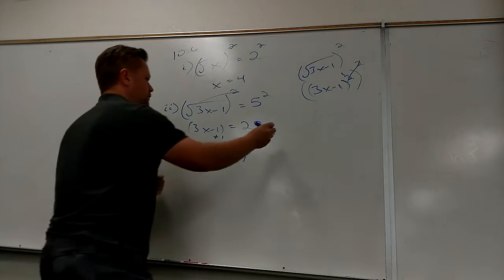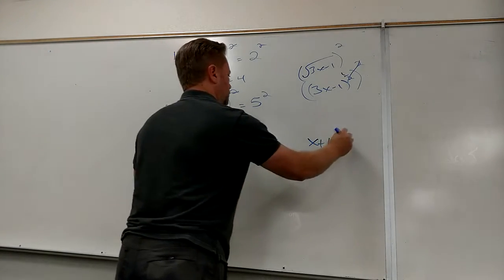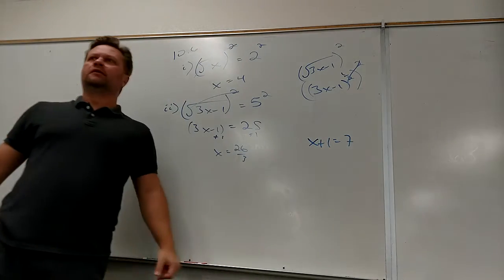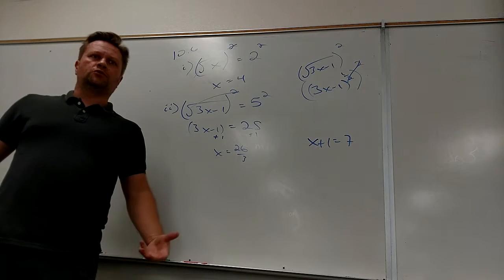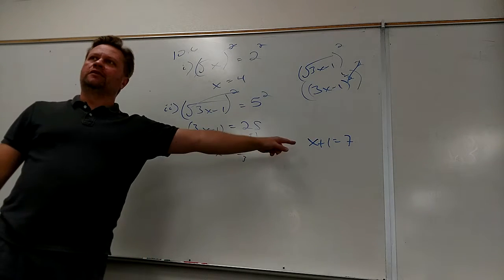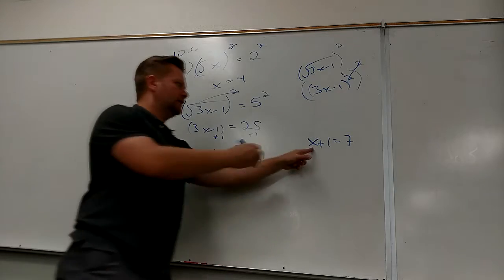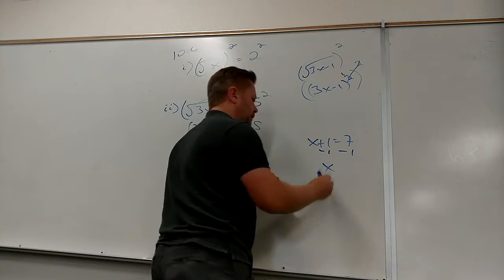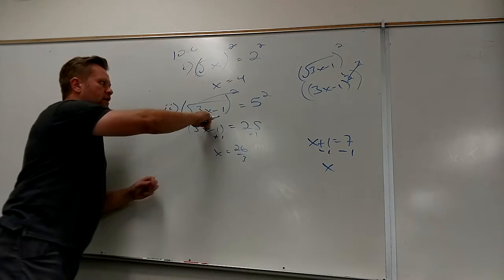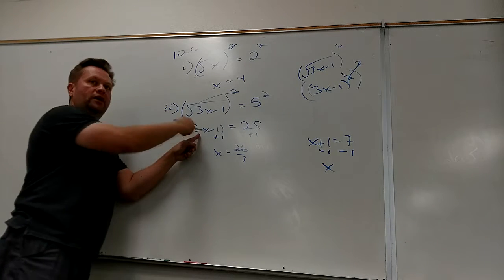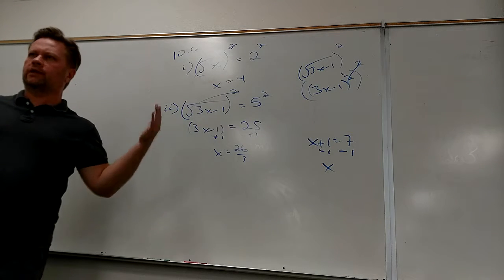Right? How do I solve? Well, if I had x plus 1 equals 7, how do I solve that? Why do you subtract 1? Because it's the opposite of adding 1. Whatever x is, if I add 1 and subtract 1, I end up with x. Whatever this is, if I square root it and square it, I end up with what it is. They go away because they undo each other.